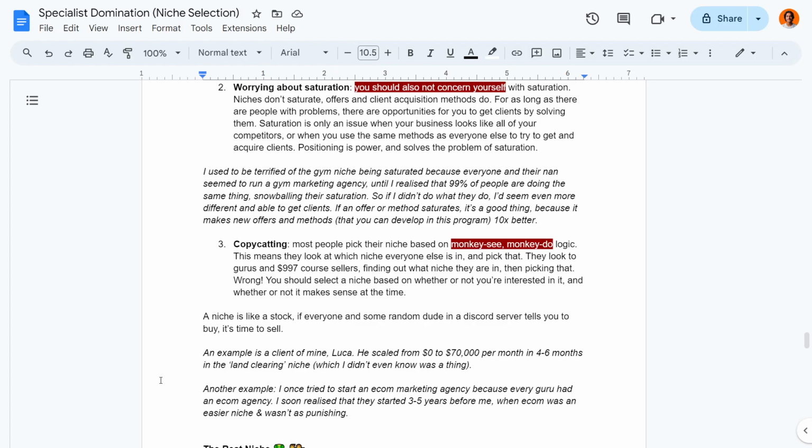I did not even know it was a thing, like land clearing niche and roofing niche and things like that. I never had an idea, and he scaled it from zero to $70,000 a month with just like 4, 5, 6 months of training and hard work, of course.